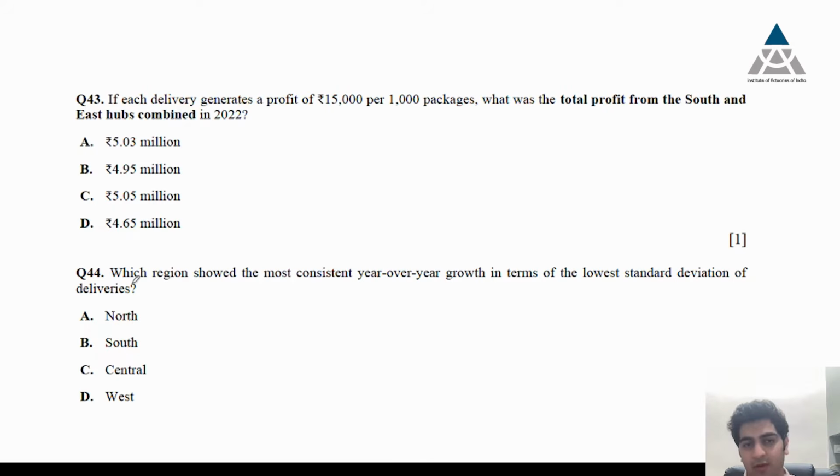Finally, we move to question 44. Which region showed the most consistent year-over-year growth in terms of lowest standard deviation of deliveries? So this is kind of a confusing question, and I'll tell you what the confusion is, because they are asking for the most consistent year-over-year growth. So growth would mean how you are growing in terms of percentage or numbers and so on. But then they have defined how they are measuring growth, which is in terms of lowest standard deviation of deliveries. So you can kind of ignore the most consistent year-over-year part, because they have just directly mentioned which region showed the lowest standard deviation of deliveries. That's the question. That's it.